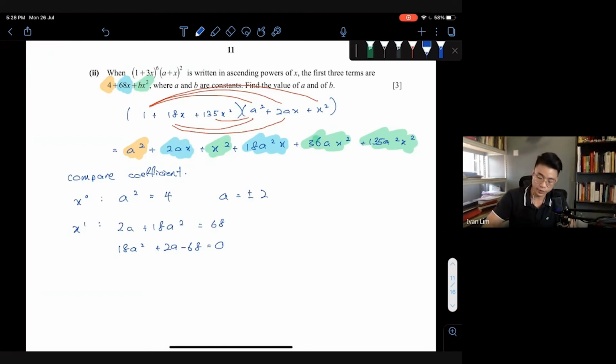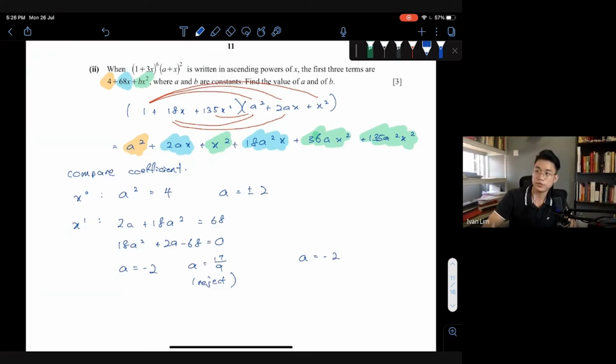So here what will you get? a equals negative 2, a equals 17 over 9. So based on the first question, negative 2, so we know that we reject a equals 17 over 9. a equals negative 2, because to fulfill the a coefficient criteria.